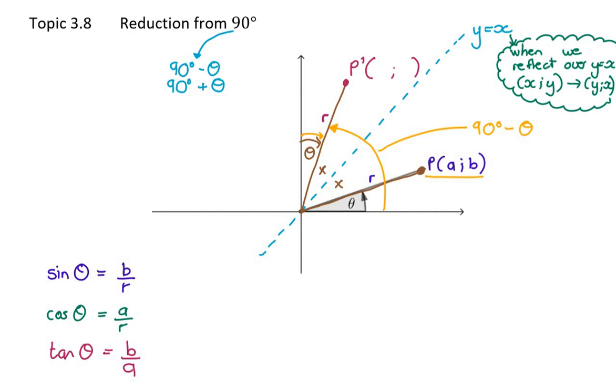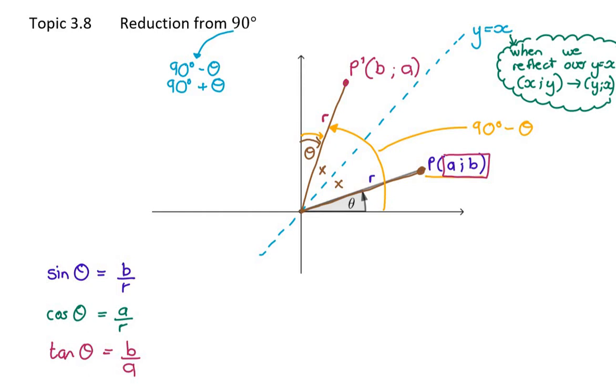So this means if I started with a point which was AB, the moment I reflect over the line y equals x, they don't stay the same, they actually swap. So what was AB becomes BA. Now hopefully you can start to see that that's why this type of reduction is going to be very different.